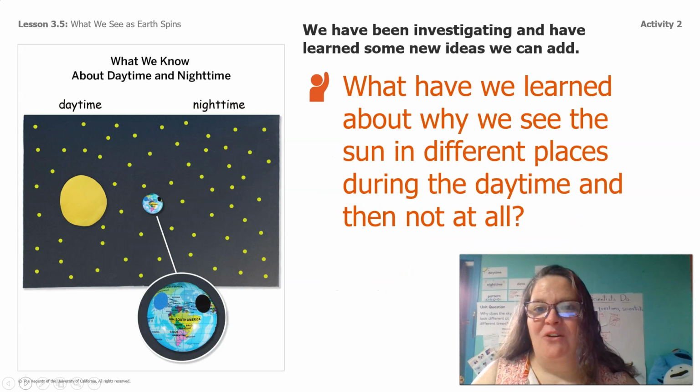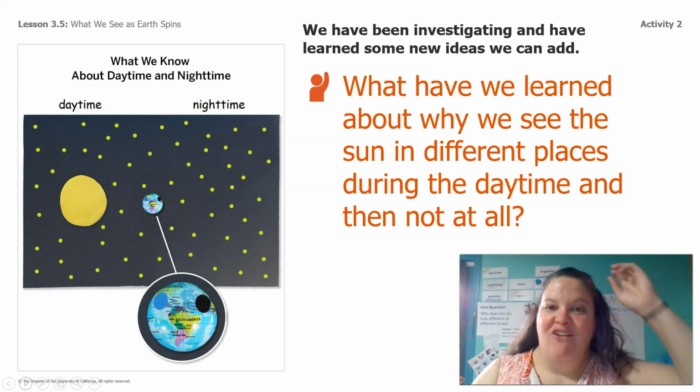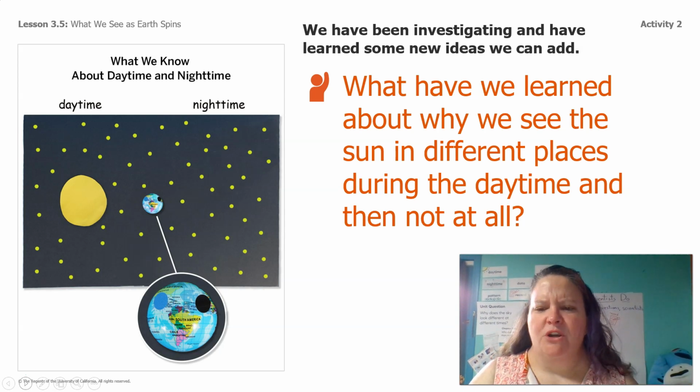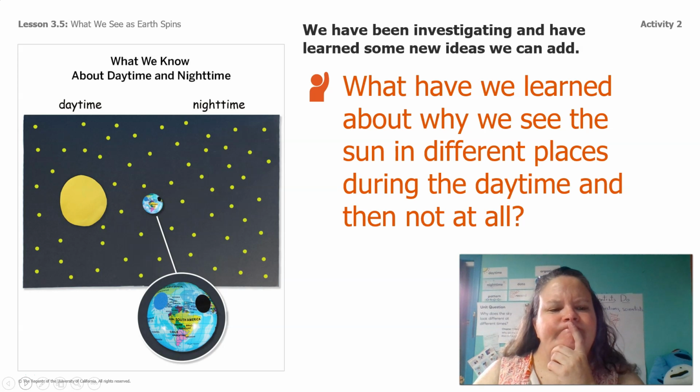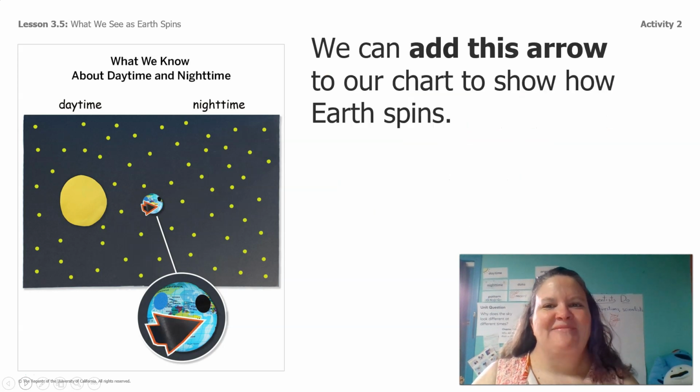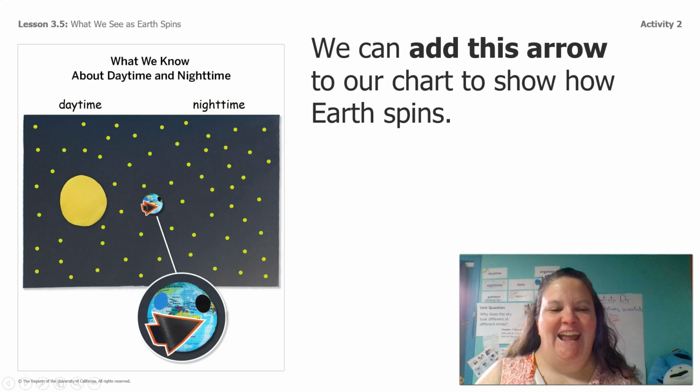We can add one more thing to our chart, because what if we learned about why we see the sun in different places during the daytime and then not at all? What can we add to our chart? That's right. We can add this arrow to show that the Earth spins, right? So what we learned is that the Earth spins, so we can add this arrow to show that the Earth spins counterclockwise. Look at that.